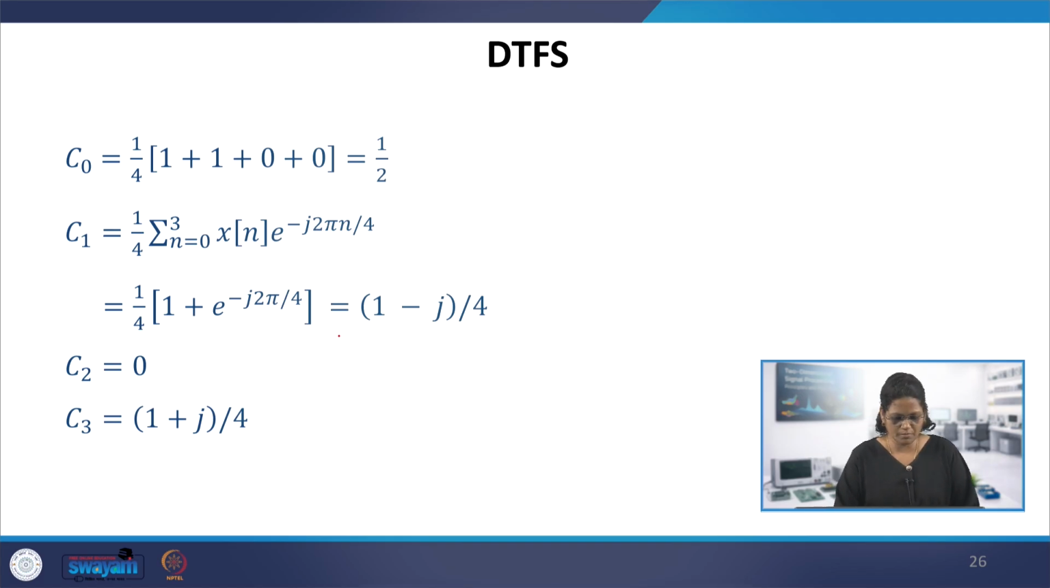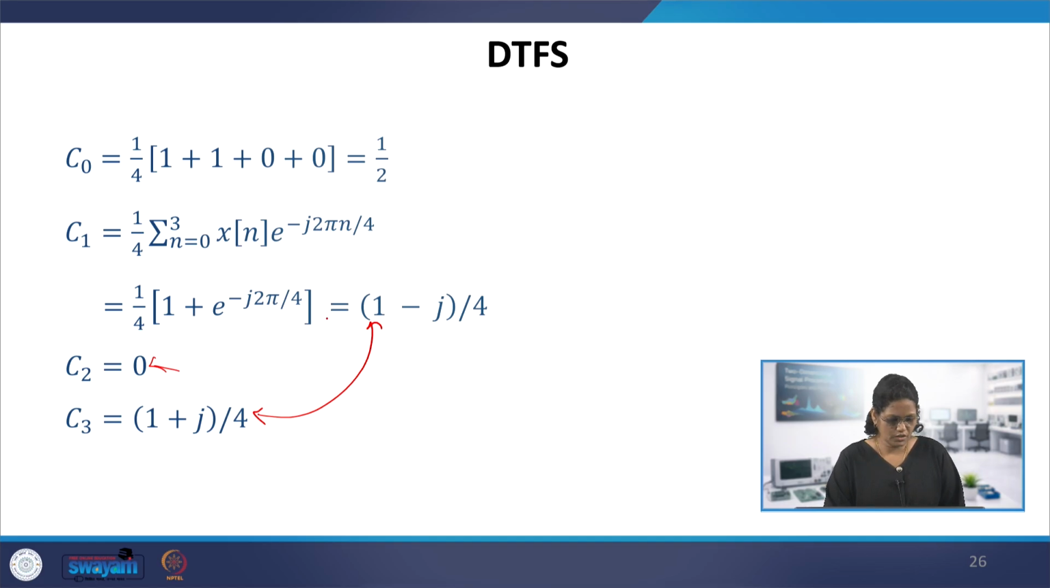So we can observe something here. See, it has a DC, okay, this sequence, and it has a fundamental as well. And you can see that C2 is 0, it doesn't show anything, I mean it's the absence of it, and C3 is having 1 plus j by 4. So you can observe the relation between these two. This is a complex conjugate, isn't it? So C1 and C3, both are complex conjugates. C3 is the complex conjugate of C1.